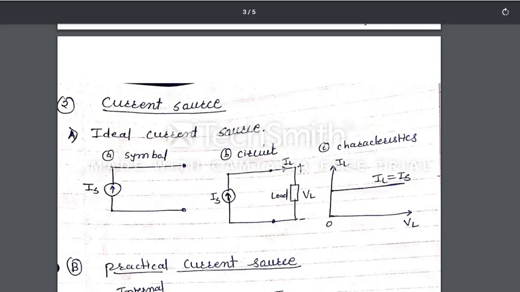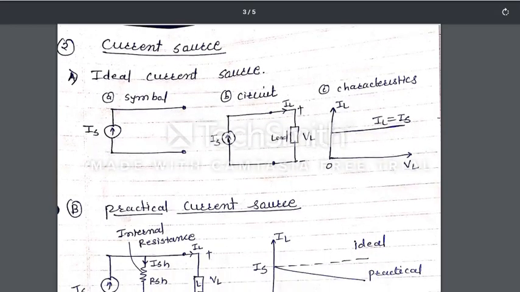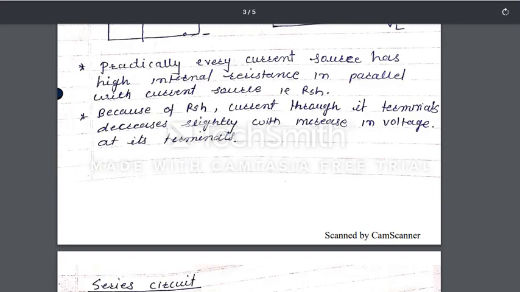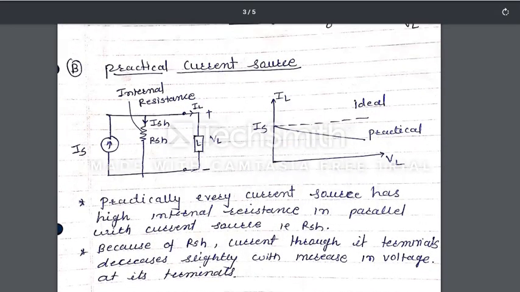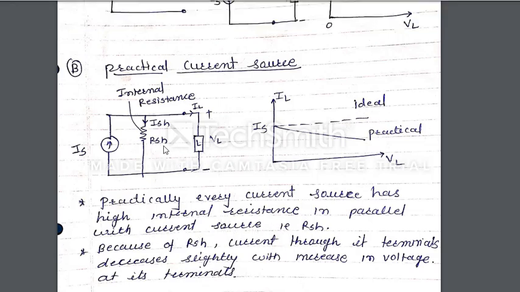Next is what? Practical current source. Okay, similar to the practical voltage source, here practically every current source has a high internal resistance in parallel with the current source, denoted by RSH. Okay, now here what happened? Because of this RSH, current through its terminal decreases slightly with increase in the voltage at its terminal. So this is shown by these characteristics.